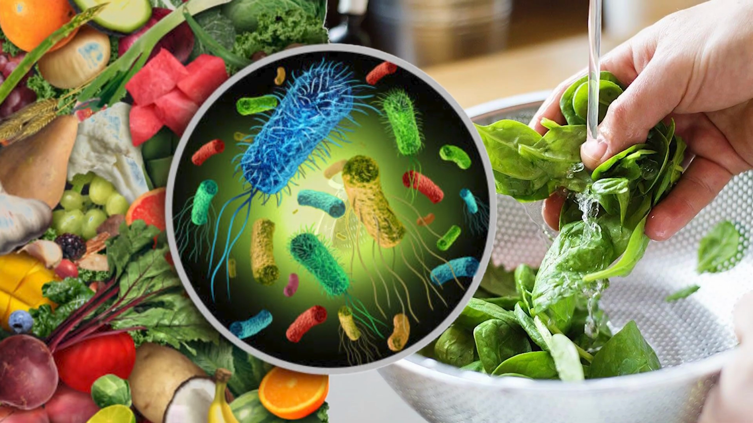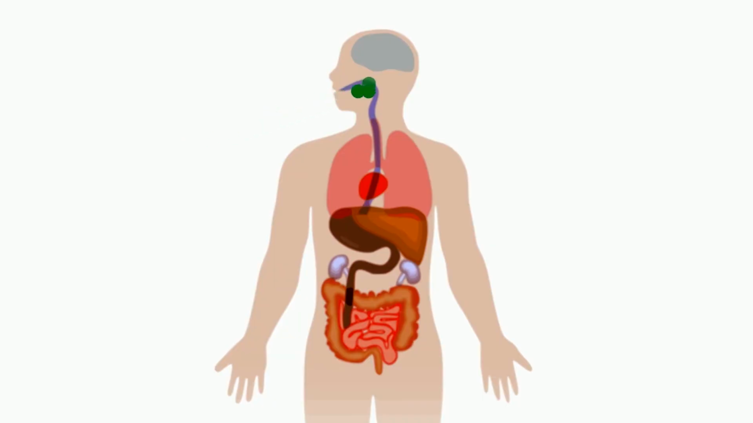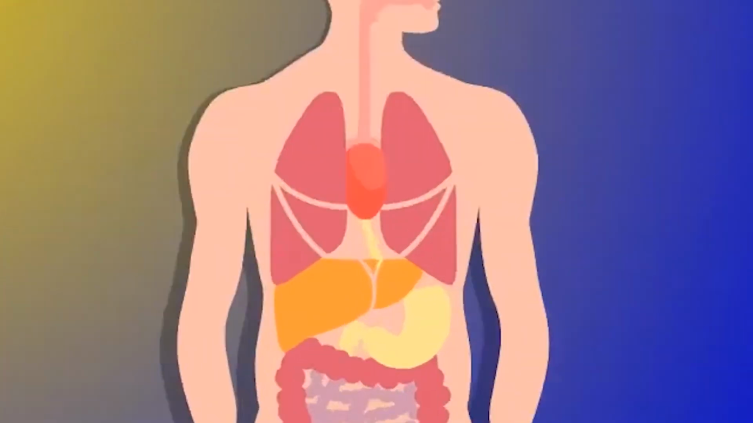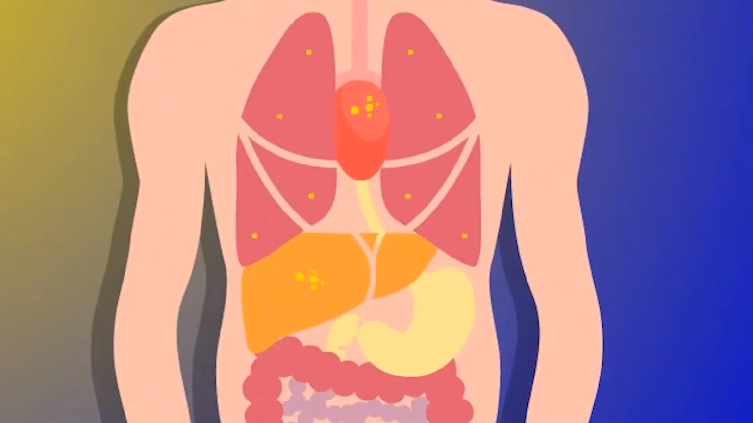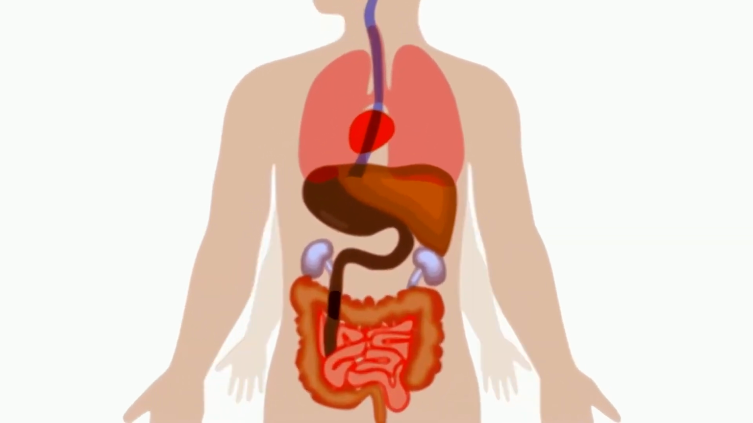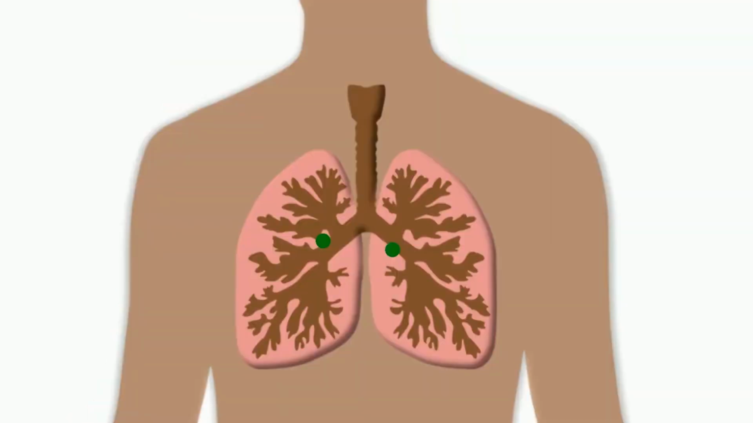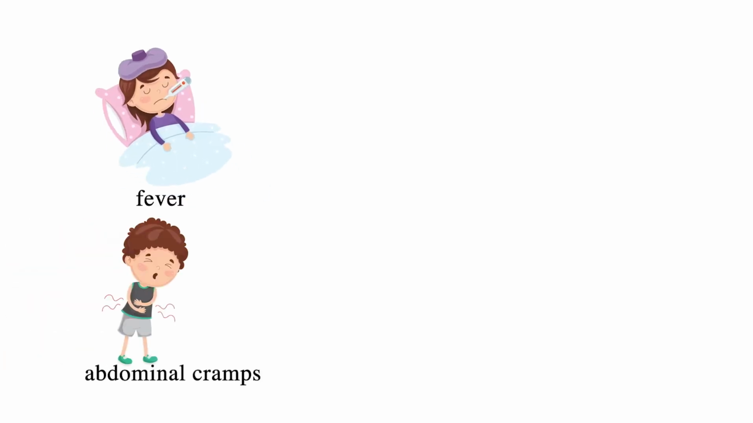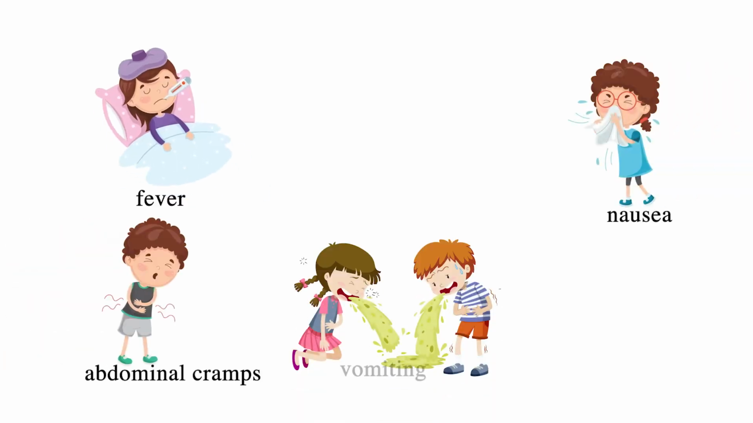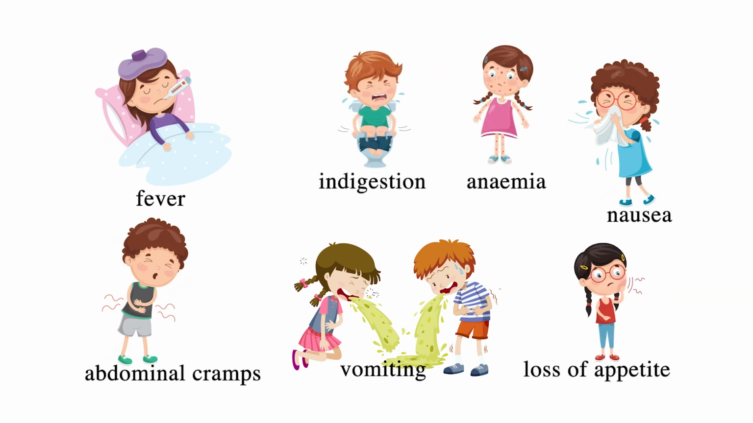The infection occurs through contaminated food and water. The juveniles reach the human body, migrate through liver, heart, lungs and reach the small intestine where they mature into adults. Adult worms present in the intestine cause constant mechanical irritation. The toxins released by worms result in fever, abdominal cramps, nausea, vomiting, indigestion, loss of appetite and anemia.